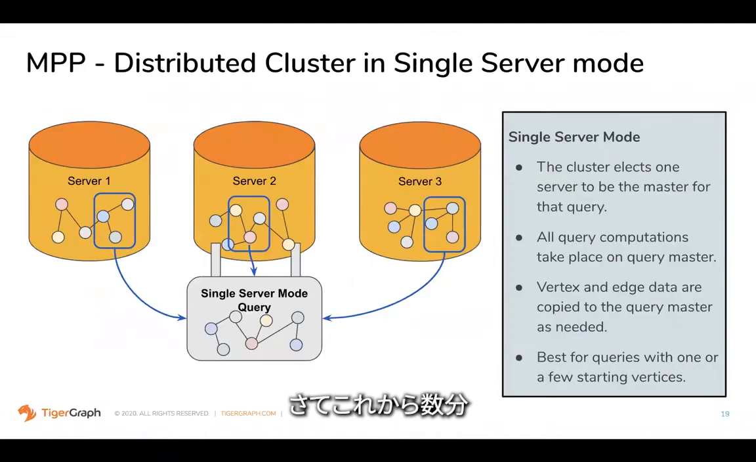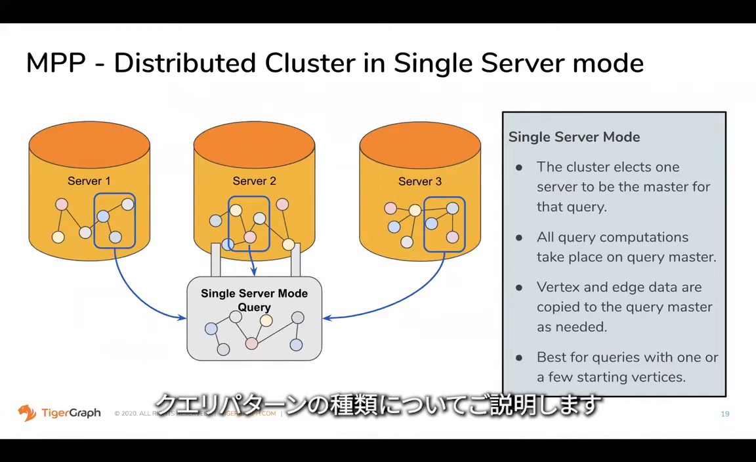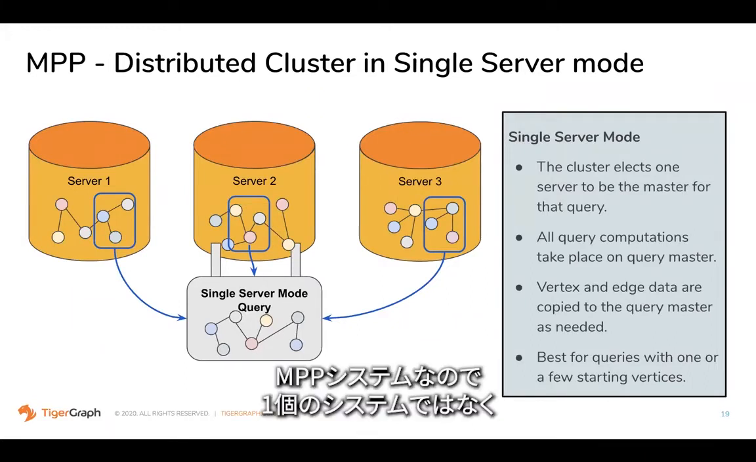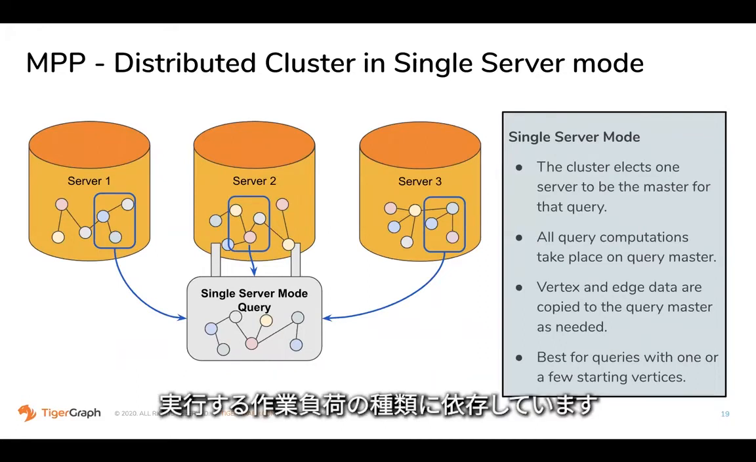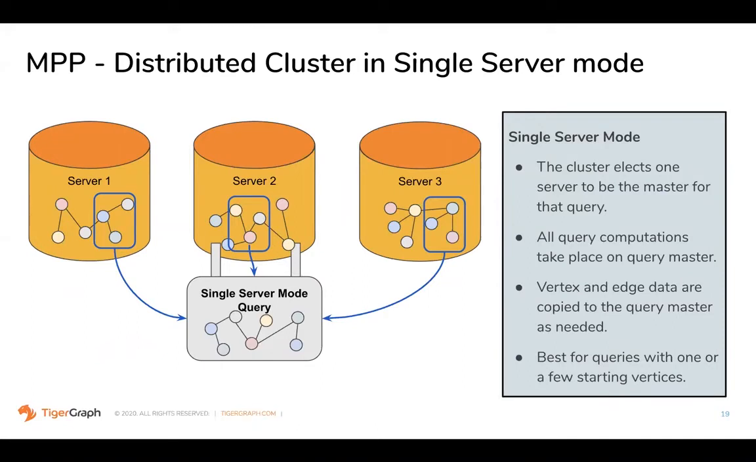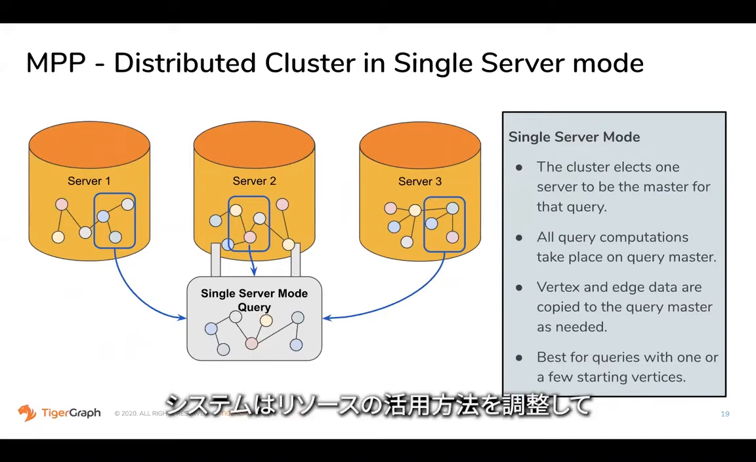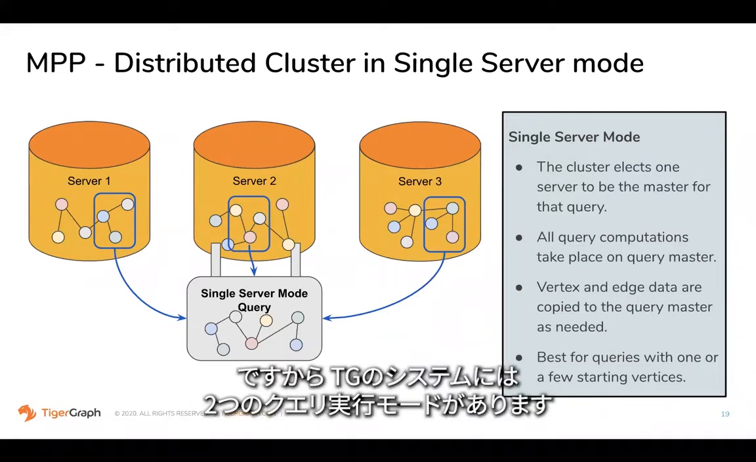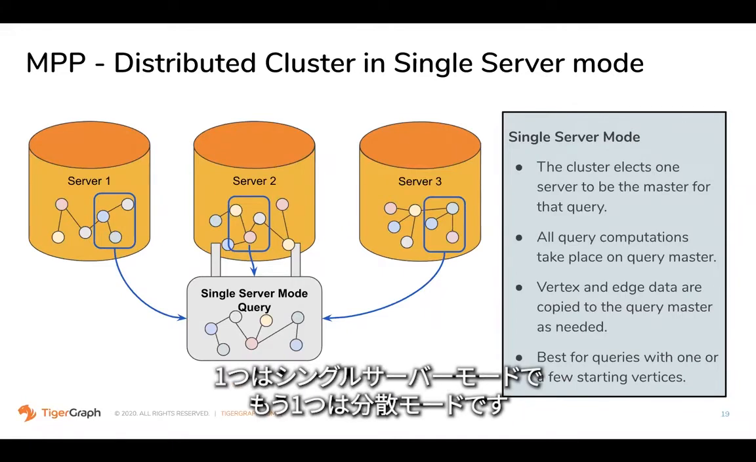And now I want to spend a few minutes on the different querying patterns themselves. If you think about an MPP system, it's not one single system. It depends on the type of workload you run. The system is able to adjust and provide a way to leverage resources in the most optimal way. So we have in our system two modes in which you run queries. One is called single server mode, and the second is distributed mode.